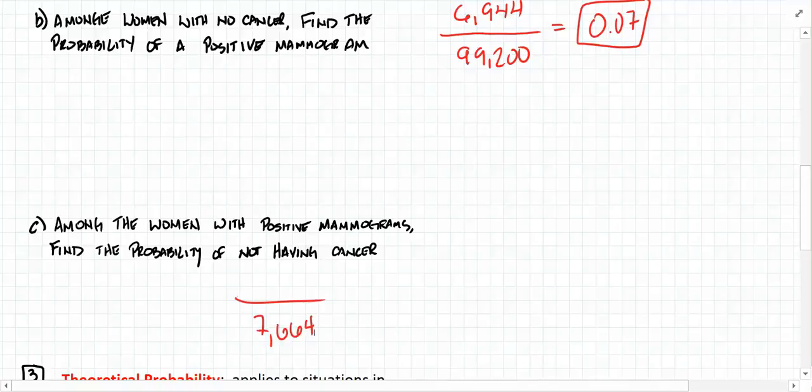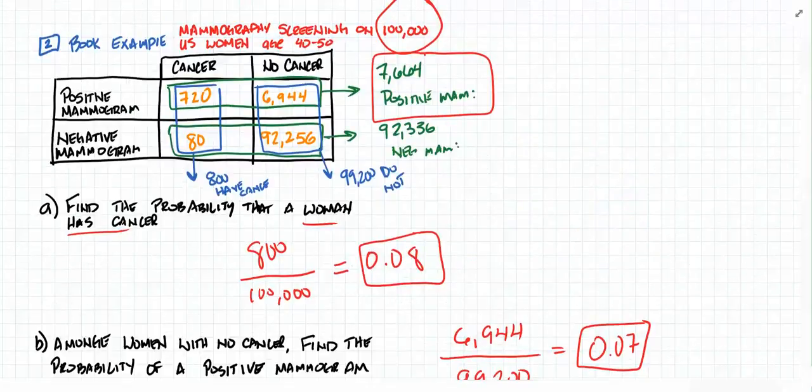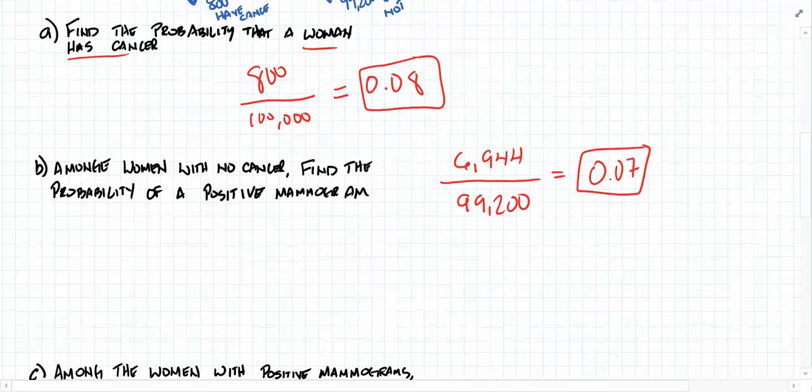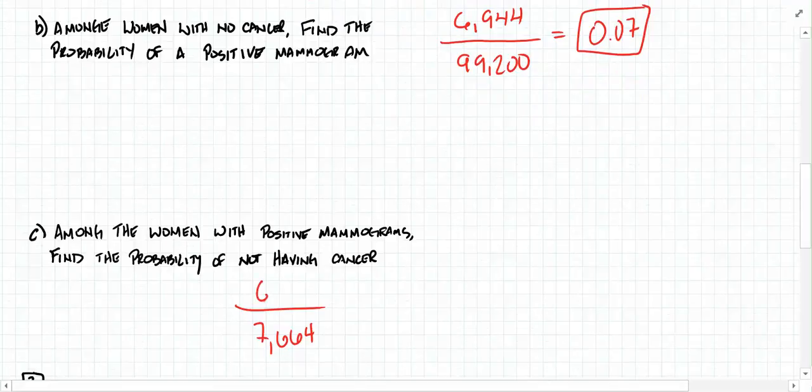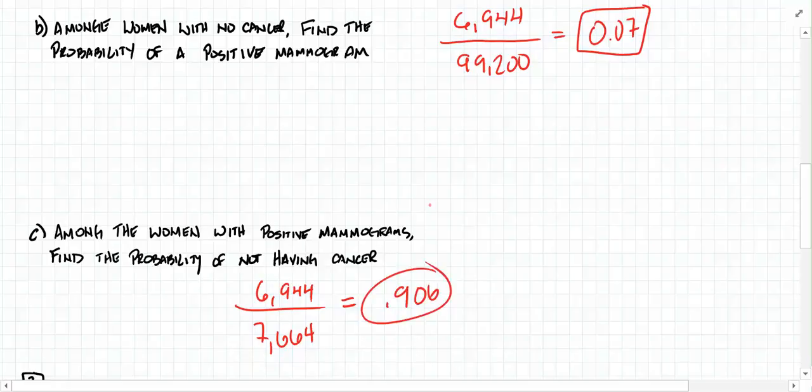So of these, which ones don't? That would be this number here. So 6,944. So what would that be as a probability, as a fraction? 0.906 or 0.91. Yeah, exactly. About that. Yep.